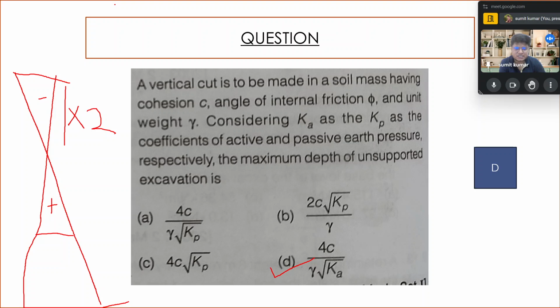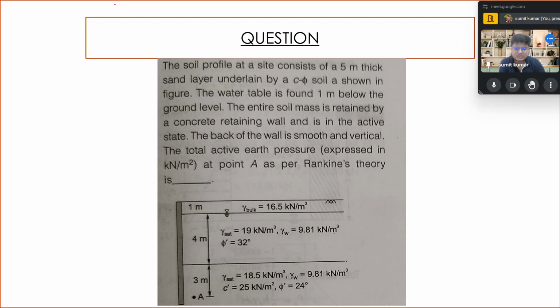Okay, you can see option D is the correct answer. So I am not going over the explanation here for this question. Now, this is an interesting problem, and I will solve it by myself again.